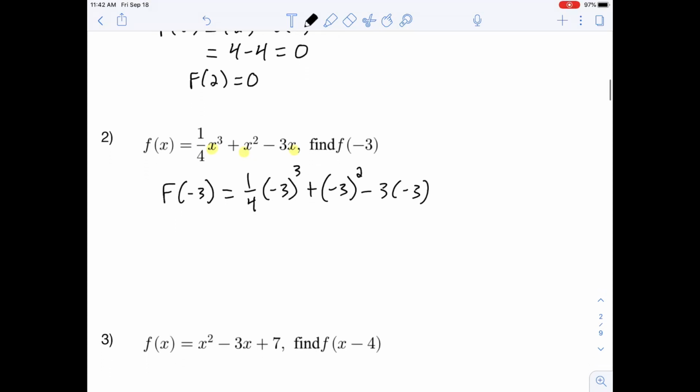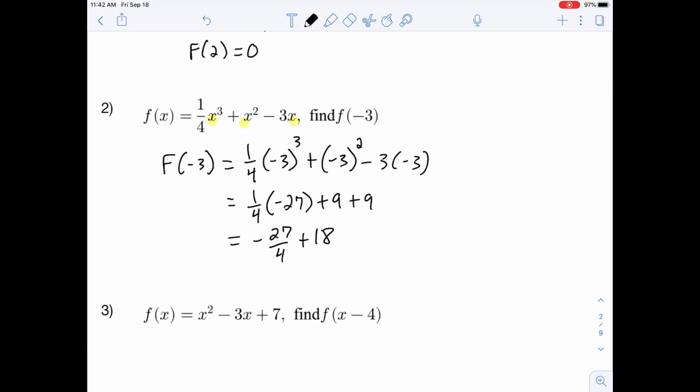So now we go ahead and simplify that. I'm going to have 1/4 times negative 3 to the third, which means negative 3 times negative 3 times negative 3, which is negative 27. And then negative 3 squared means negative 3 times negative 3, which is 9. And then the same thing here, negative 3 times negative 3 is plus 9. So then that gives me, if I multiply the 1/4 times the negative 27, negative 27 over 4 plus 18.